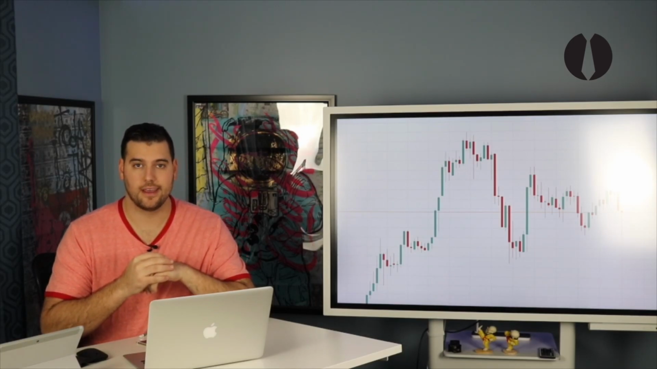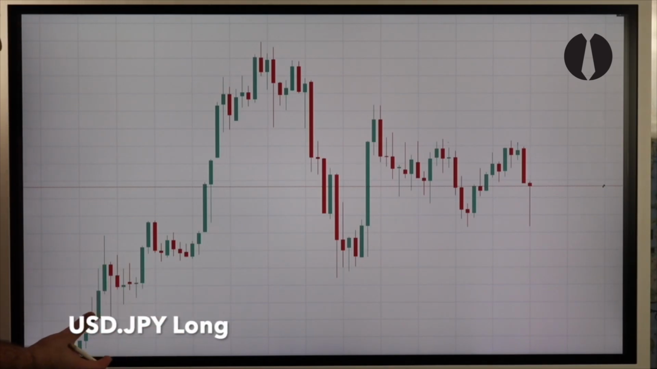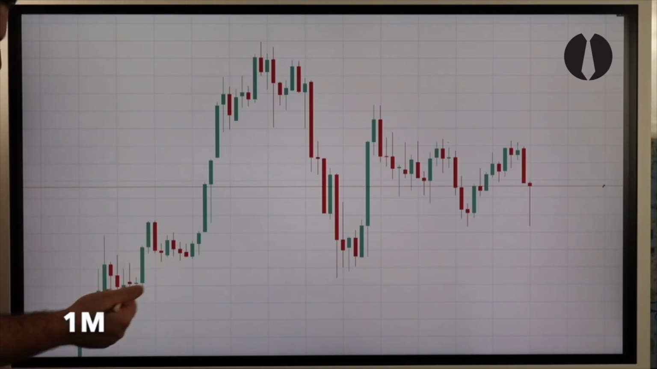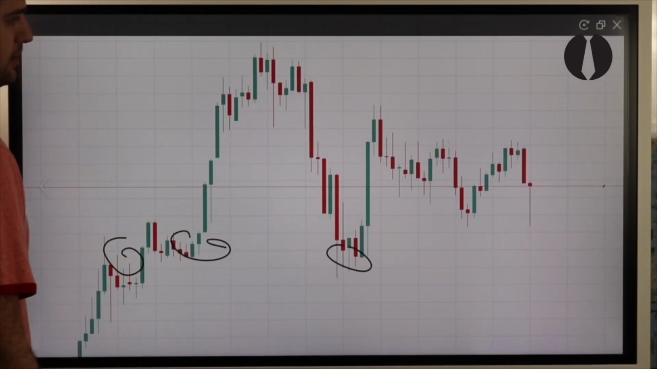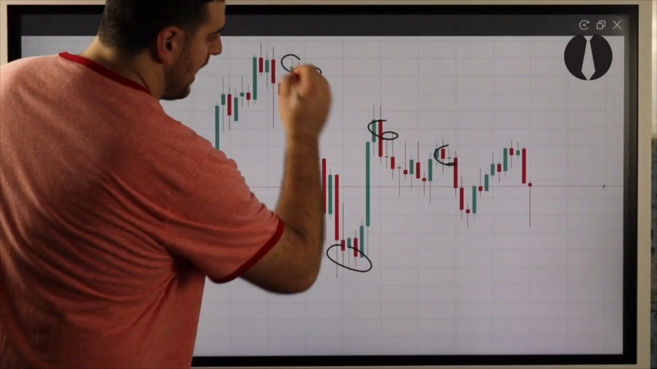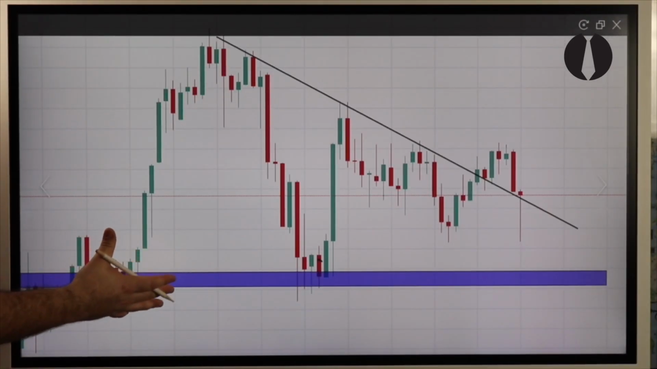We're going to start on the monthly as usual. USD yen starting on the monthly, we're looking for area of sensitivity. First, we're looking for our zone. So here we see buy pressure. Here we see lower highs. We can identify our downtrend. We've identified our zones. So taking it to the monthly, what do we see?